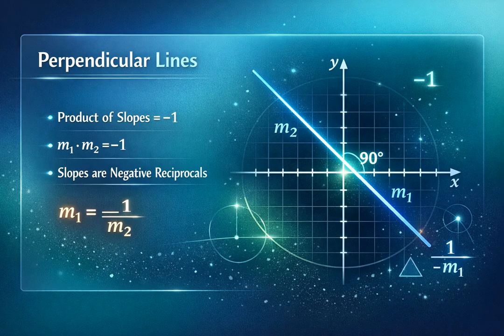Two lines are perpendicular if the product of their slopes equals -1. That is, m1 times m2 equals -1. This means the slopes are negative reciprocals of each other: m2 equals -1 over m1. For example, lines with slopes 2 and -1/2 are perpendicular.